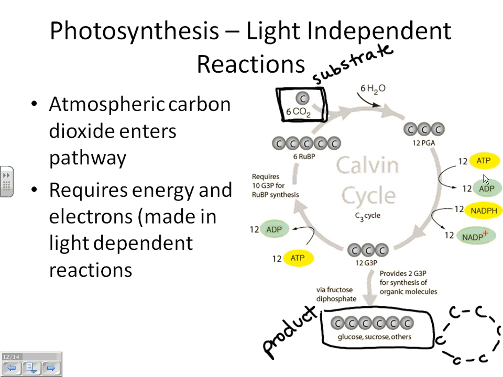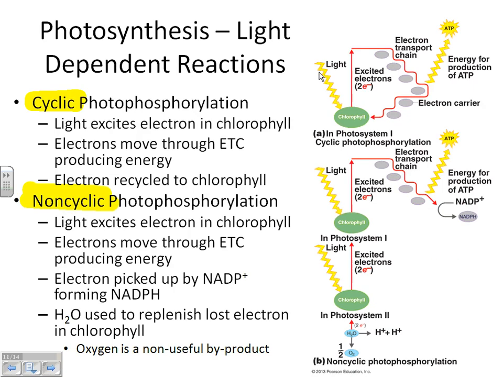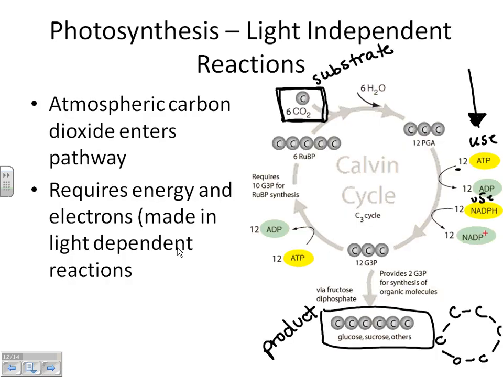Notice what we're using as we go through the steps. This is the butt end of the arrow, right? So that means it's going into the reaction. We use ATP and we use NADPH. Where did those molecules come from? The ATP and the NADPH. Where'd they come from? These reactions we just did, right? So those molecules come from the light-dependent reactions.